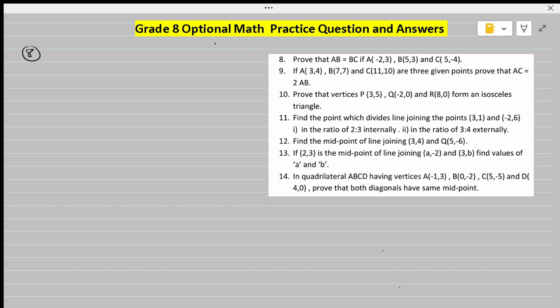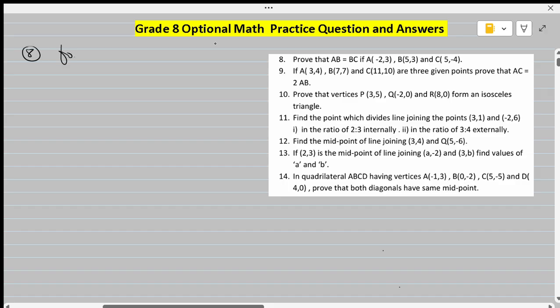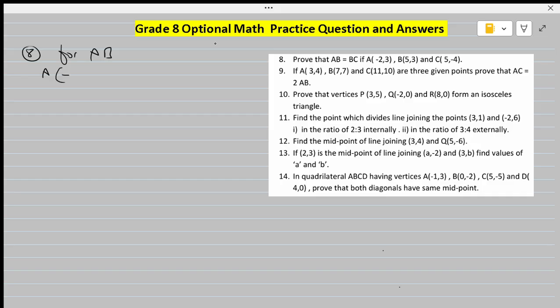Let's see. Here it says prove that AB equals BC if points A, B and C are given serially as (-2, 3), (5, 3) and (5, -4). So first I go for AB. For AB, A point (-2, 3) we consider as x1, y1, and B point we have here (7, 7), we consider to be x2, y2. And now let's find their distance.